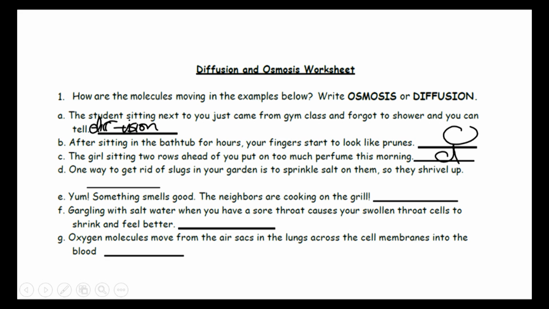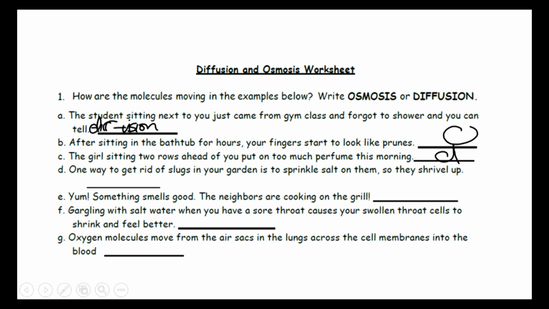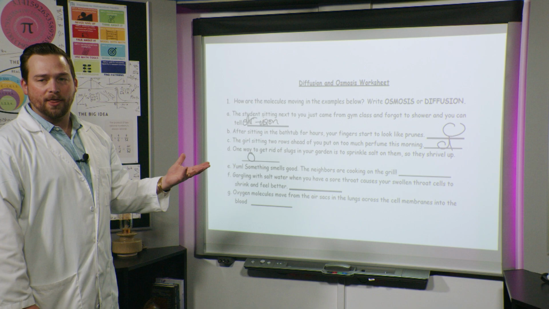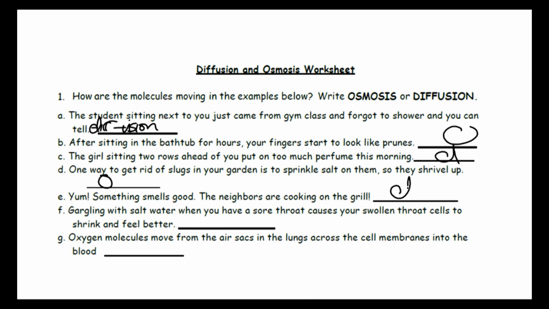Letter D. One way to get rid of slugs in your garden is to sprinkle salt on them so they shrivel up. Well, if you put salt on them, if they shrivel up, it's because water's leaving their body, and so that would be an example of osmosis, okay? So the next one, this says, yum, something smells good. The neighbors are cooking on the grill. So they're cooking way in their yard, but the smell's getting all the way to you. Why are you able to smell that? Well, those smell particles are diffusing. They're diffusing, okay? So D for that one, all right?